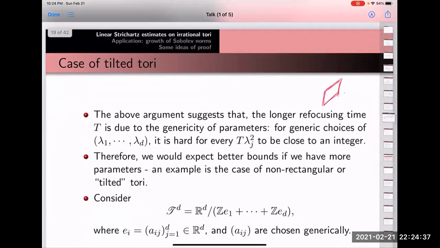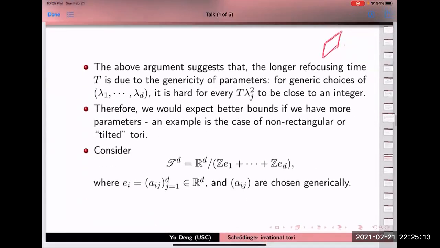Then what would happen if you try to consider Strichartz estimates on this tilde torus, or non-rectangular torus? As you would expect, if you think that the improved long-time Strichartz estimate for the irrational torus comes from the genericity of all these choices of parameters, then if you have an irrational torus, you will have more parameters and more genericity. So you should be expecting a strictly better result than what we get for the rectangle. Okay, so here's what we get.